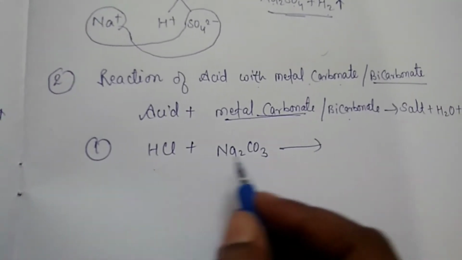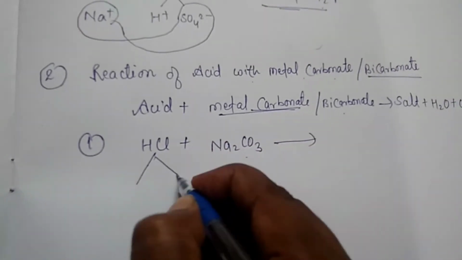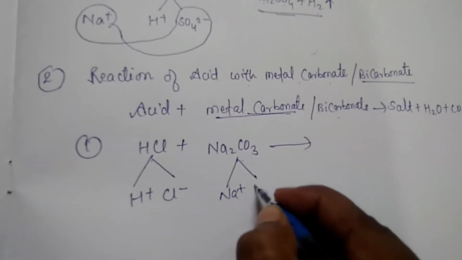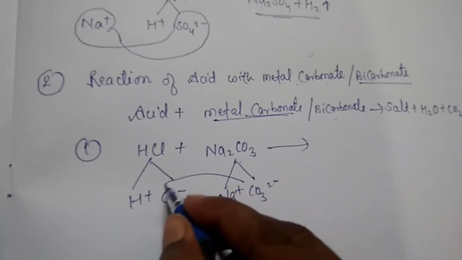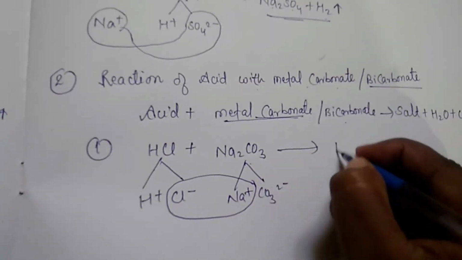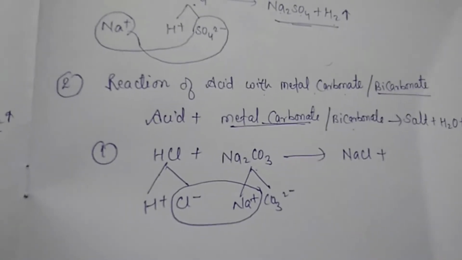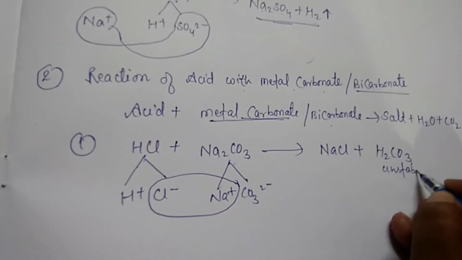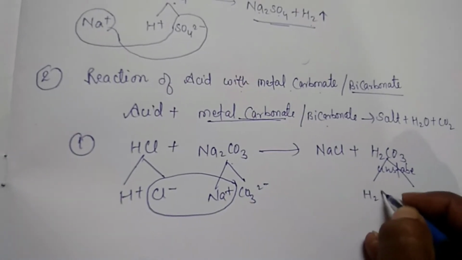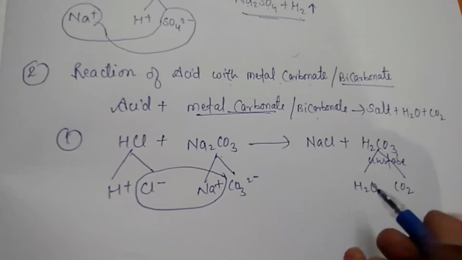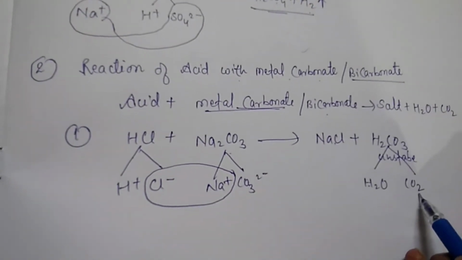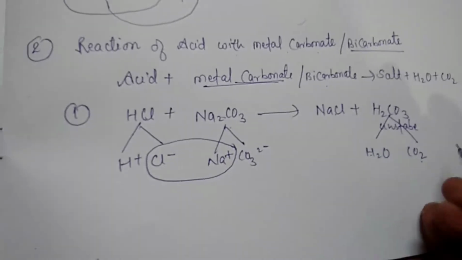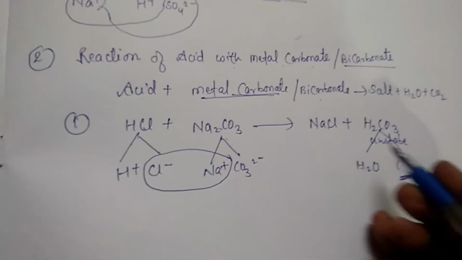Now see, children, acid and metal carbonate dissociate into their ionic form: H plus, Cl minus, Na plus and carbonate CO3 2 minus. Now positive charge attracts negative charge, so children, it forms NaCl, and now the other product is H2CO3. See children, this is an unstable compound. To make it stable, it is converted into two compounds, H2O and CO2. So the products are sodium chloride, water and carbon dioxide. Easy, children? Now we can see that when acid reacts with metal carbonate, it always liberates carbon dioxide gas along with salt and water.